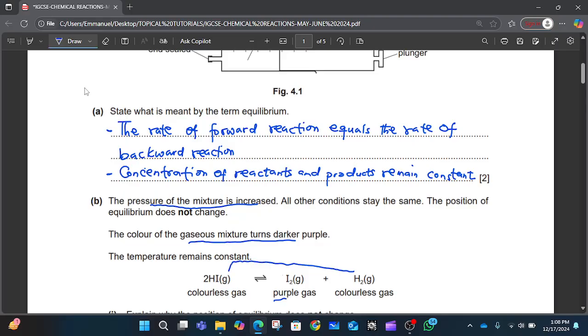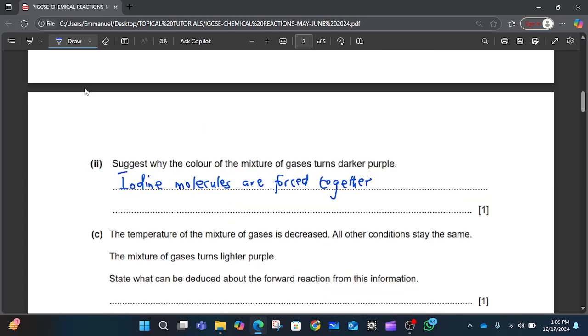So we saw that it is the iodine gas which is purple in color. And once pressure has been increased, the molecules of iodine are forced to come closer together. And so because of that, you are going to see the purple color become darker in the reaction mixture. So we have to say that iodine molecules are forced together.